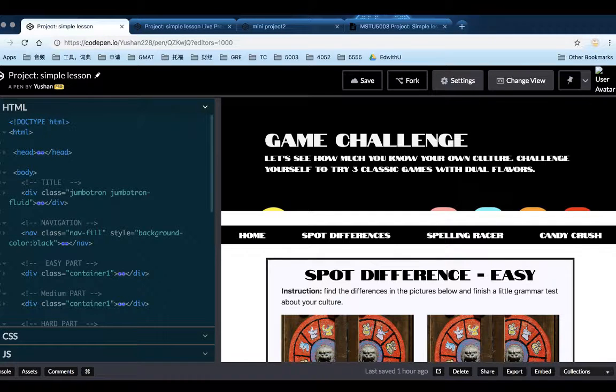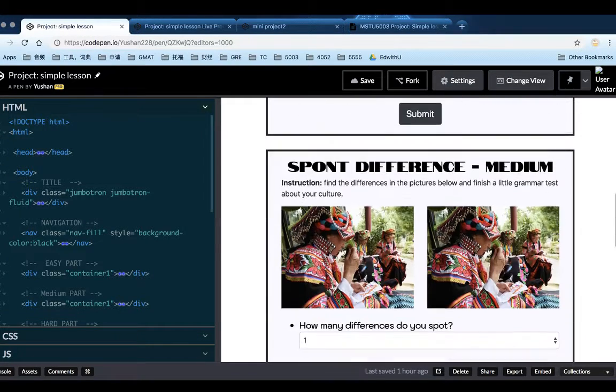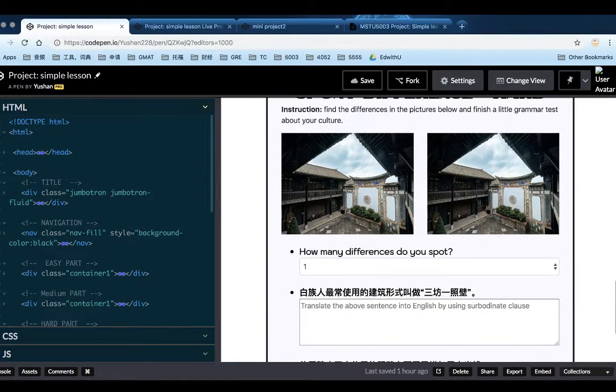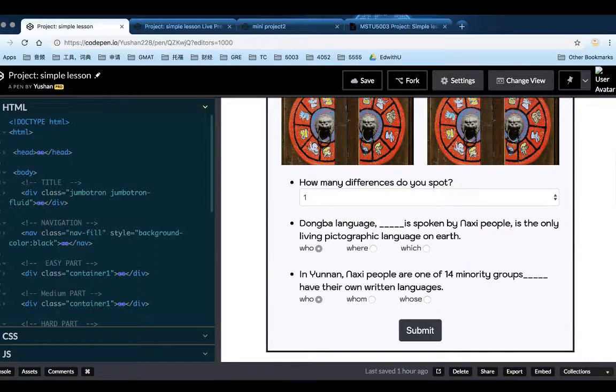In order to achieve what I mentioned before, I put some interaction design in my website. I reuse the selection part to help students choose how many differences they spot. And I use radio buttons in the first level, which is not so hard for students. They can just choose which word is appropriate.